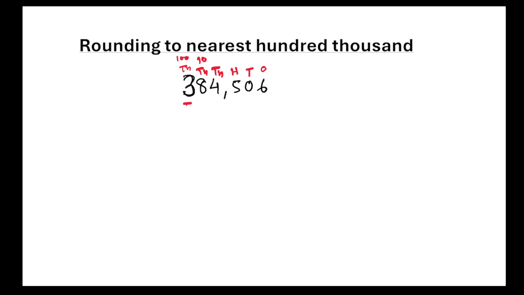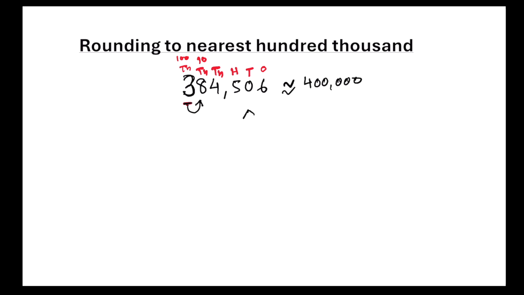So when they're asking to round to the nearest 100,000, first we put a line on the 100,000 digit. Look at the previous number, which is 8. 10,000 digit is 8. So we know if it is 8, there will be a change in the given 100,000 digit. So 384,506 will become 400,000.